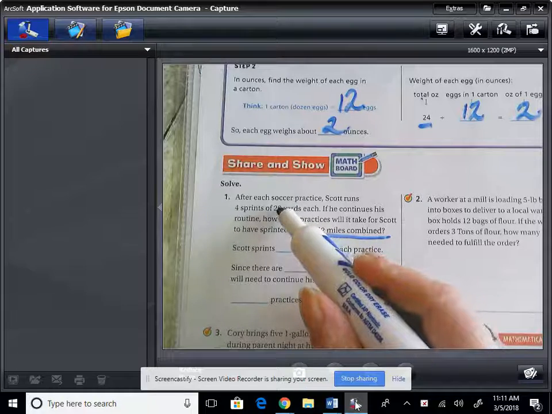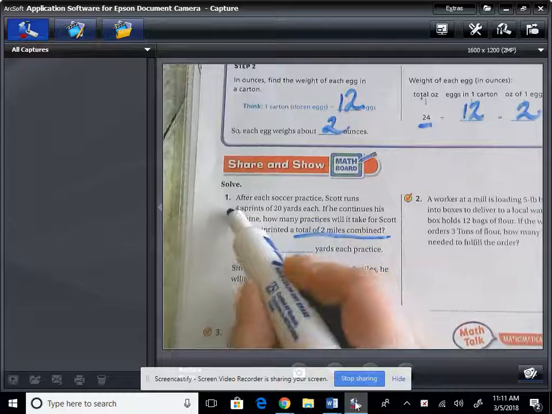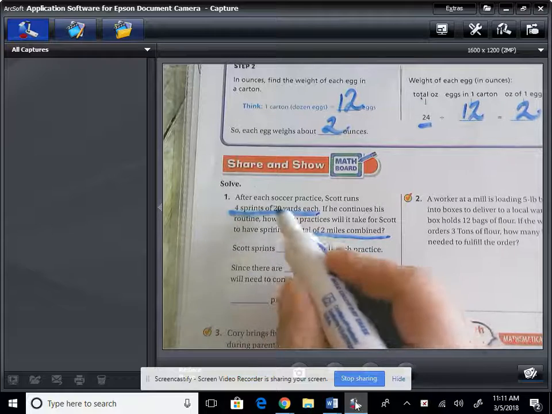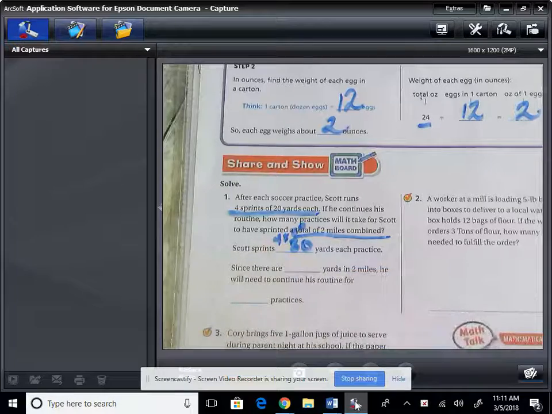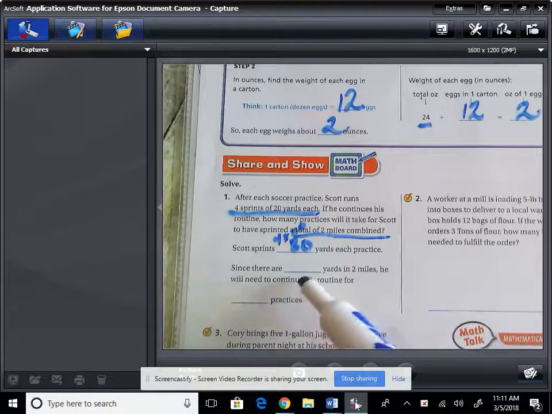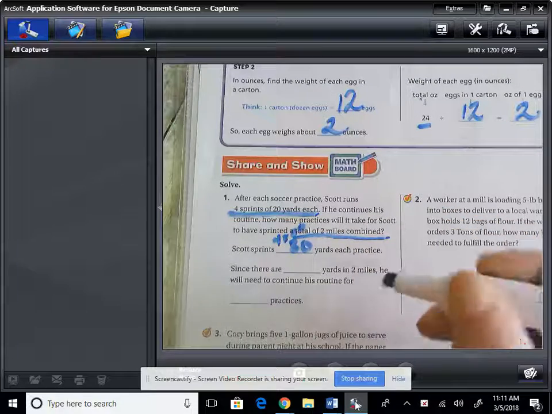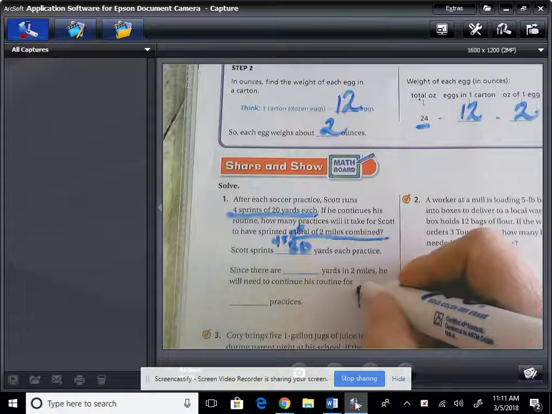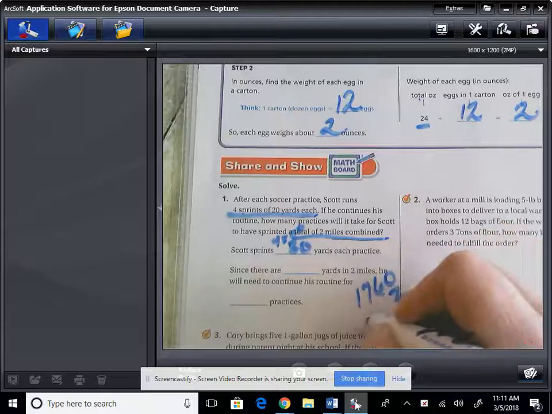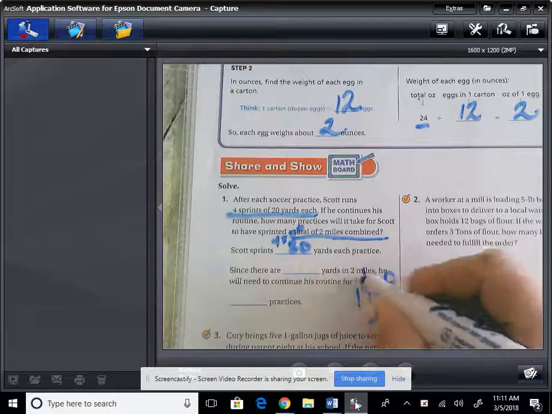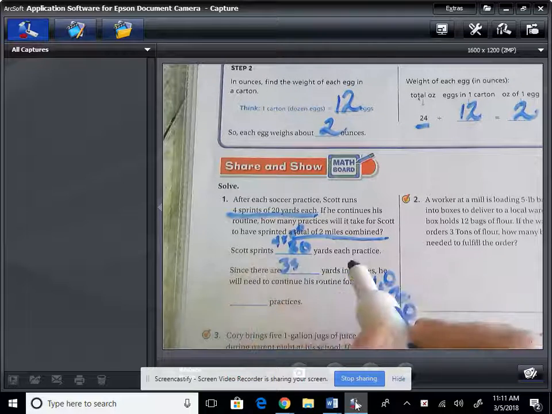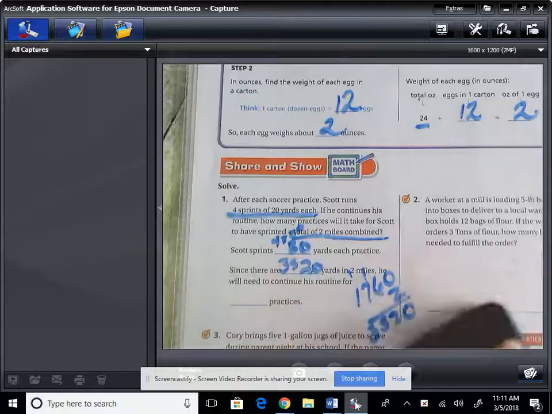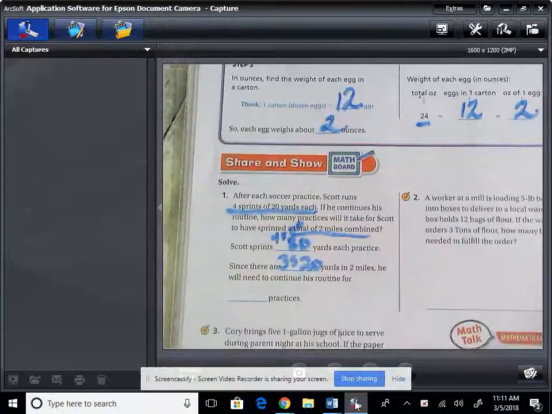Okay, so first of all, Scott sprints blank yards in each practice. First I have to figure out if he does it 4 times and he goes 20 yards, that's 4 times 20 equals 80 yards in each practice. Since there are blank yards in 2 miles, we've got to figure out 1,760 times 2, which is doubling it. And I get 3,520.